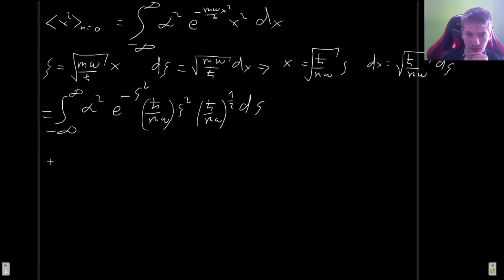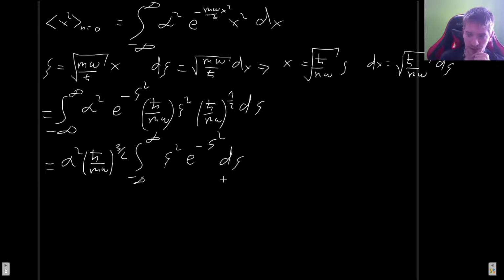So now we can just put all of the constants here up front. So we get (ħ/(mω))^(3/2). And then we get this integral, which is just going to be ψ² e^(-ψ²) dψ. Now, this may look somewhat difficult, but there are several ways to do it.